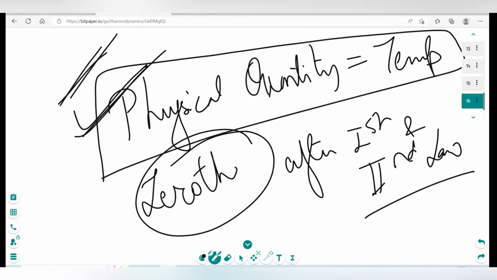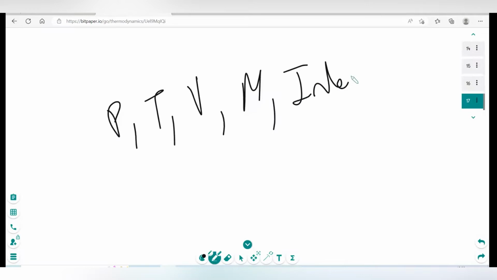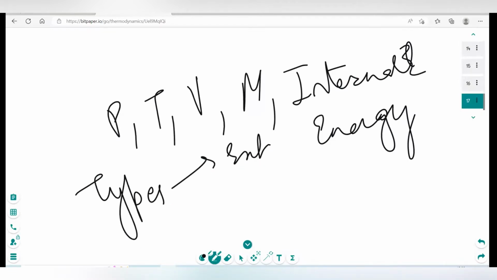Now, you remember we learned about a few state variables. What were those? I'm just revising it once again with you. Pressure, temperature, volume, and mass, and internal energy. Excuse me for the spelling. What I said, it is of two types. One was extensive and one was intensive. So in extensive, what all comes?